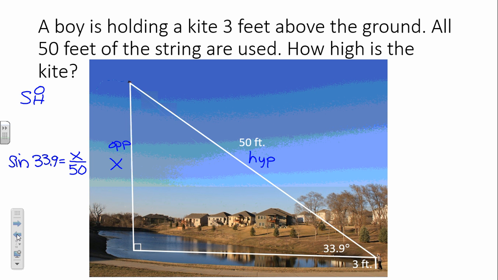Multiply by 50. So if we take 50 times the sine of 33.9, we'll figure out what the length of that altitude is. What do we get? 27.9. So X is 27.9, but did we answer our final question? Because he was holding it 3 feet up to begin with, right? So when we add 3 to it, we get 30.9 feet. So I could answer him, that kite was 30.9 feet high when we took the picture.